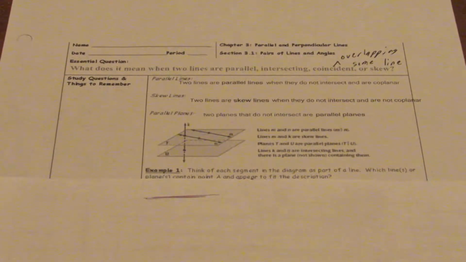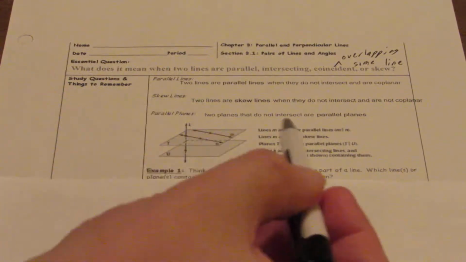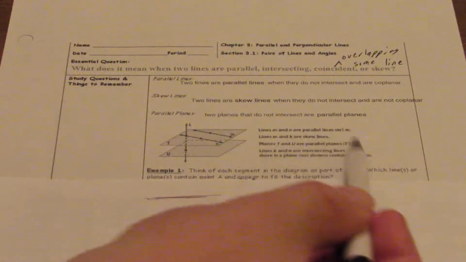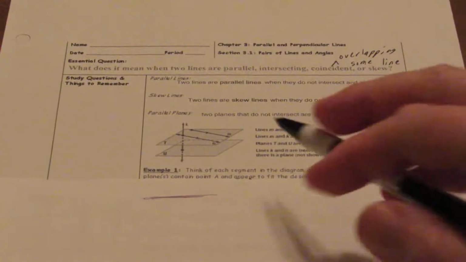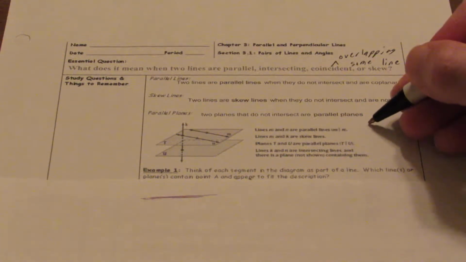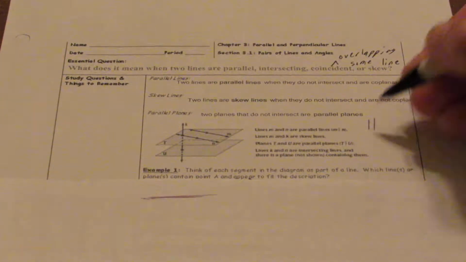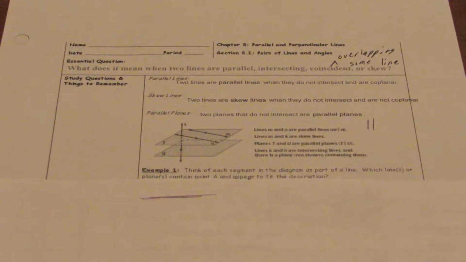Then parallel planes are two planes that do not intersect. Okay, and they have some statements here of lines that are parallel and perpendicular. Probably a little hard to see here. This says parallel lines M and N, and it has this symbol here. That is our symbol for parallel lines when we have two lines vertical next to each other.